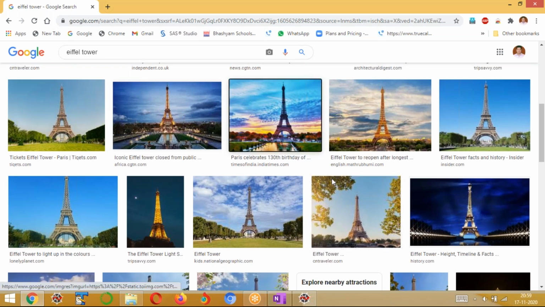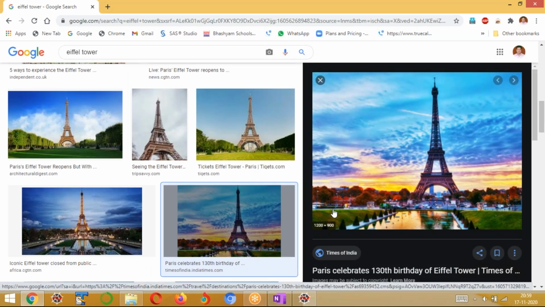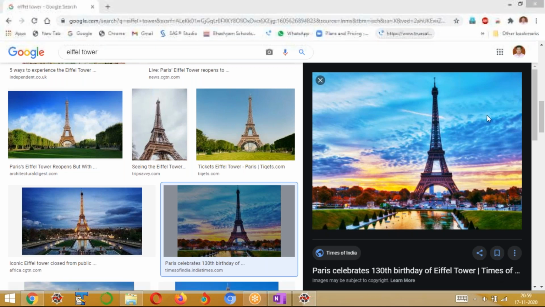If you click on it and observe closely where my mouse is, have you seen 1200 by 900? Have you noticed this number here? 1200 by 900. So what does it mean? This image contains 1200 by 900 pixels. Today's topic is more interesting, so keep listening. There are 1200 by 900 pixels in this one specific image.